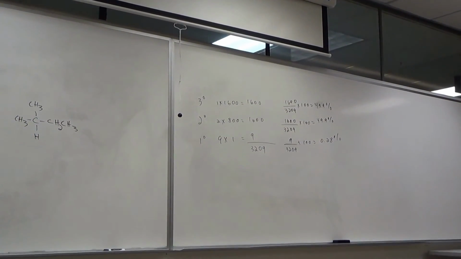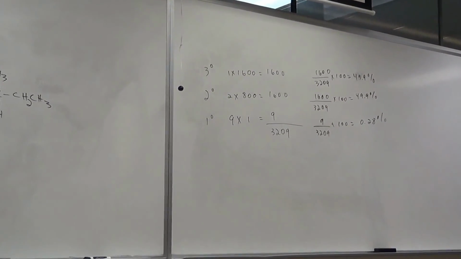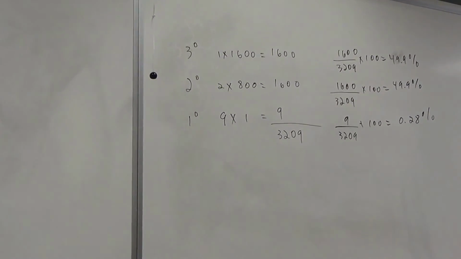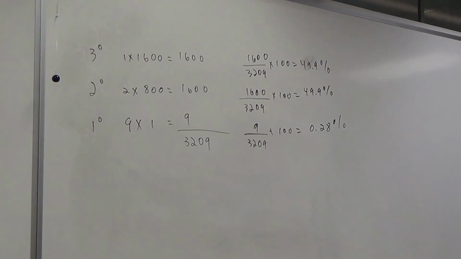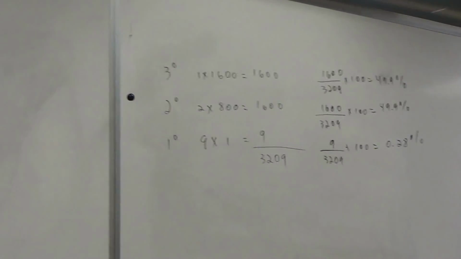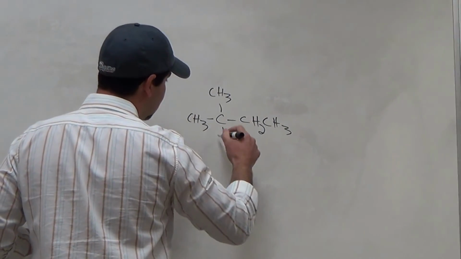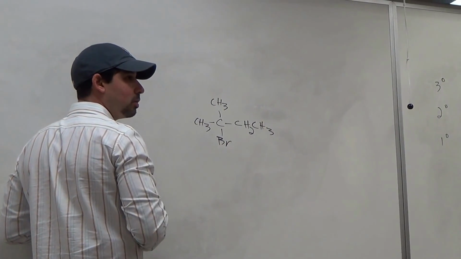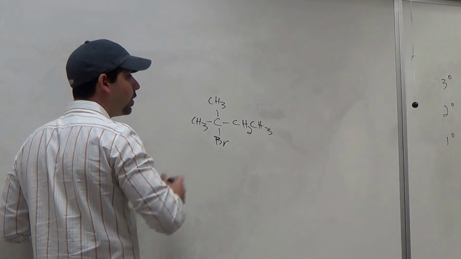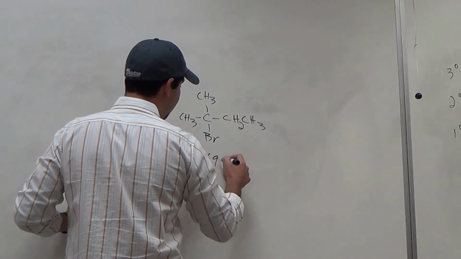Which one do you want to do first? Tertiary, secondary, primary? It does matter. Let's do tertiary first. I get the tertiary, I raise it, and I put that there. Br. And what's the percentage for this? 49.9. Let's say 49%.